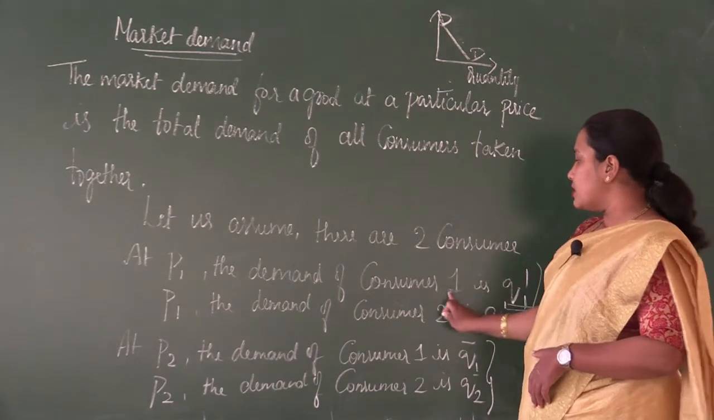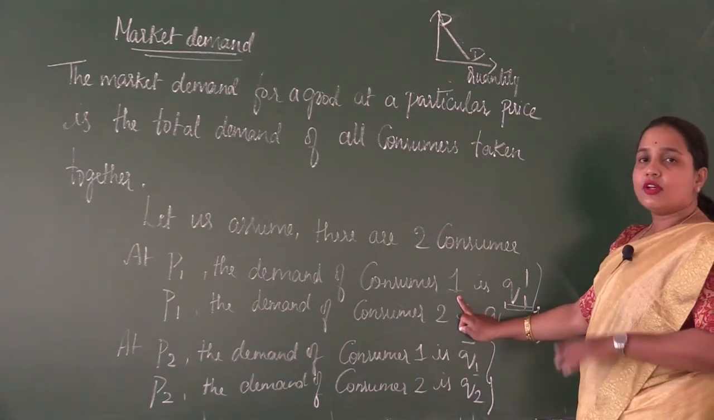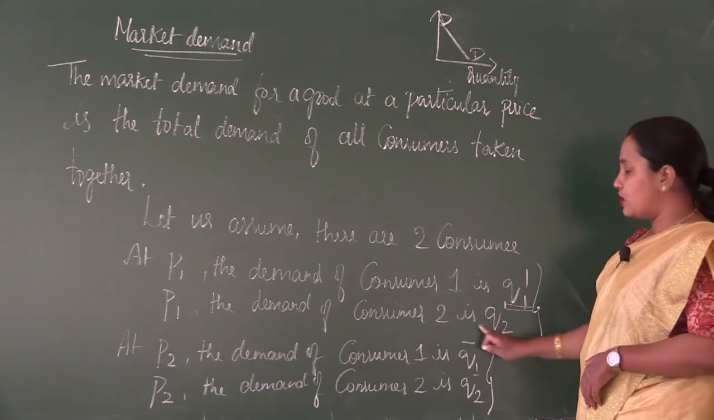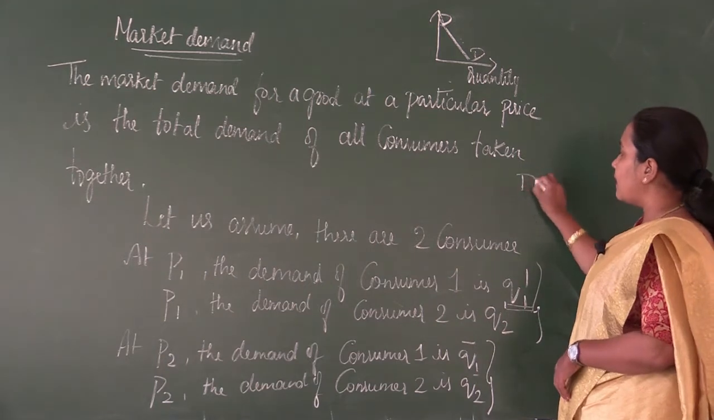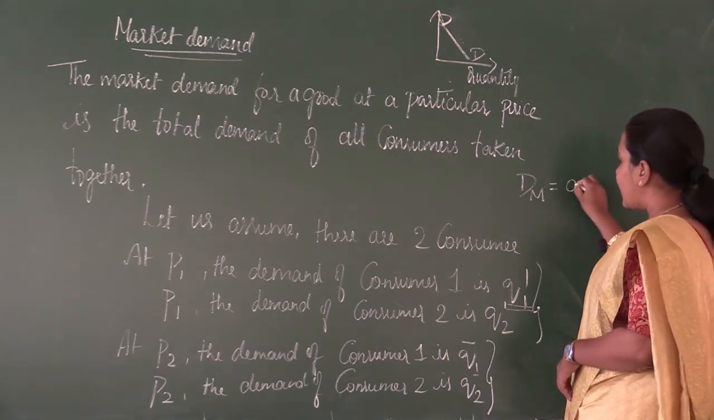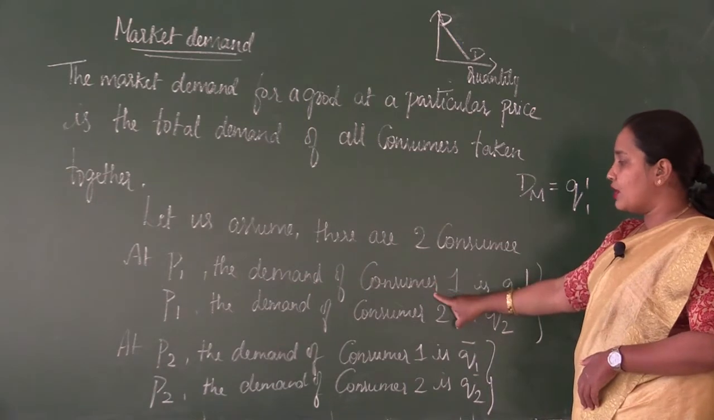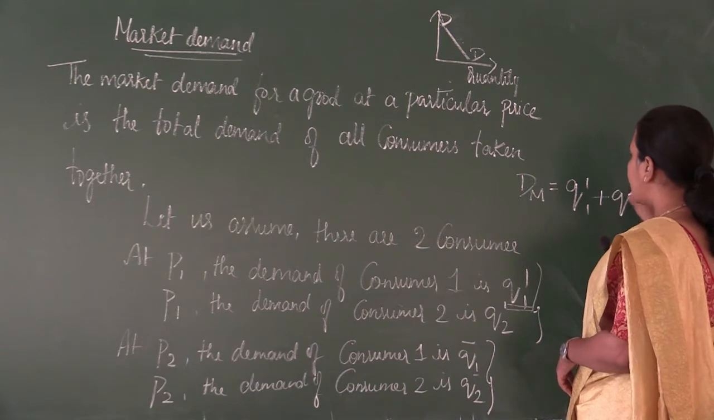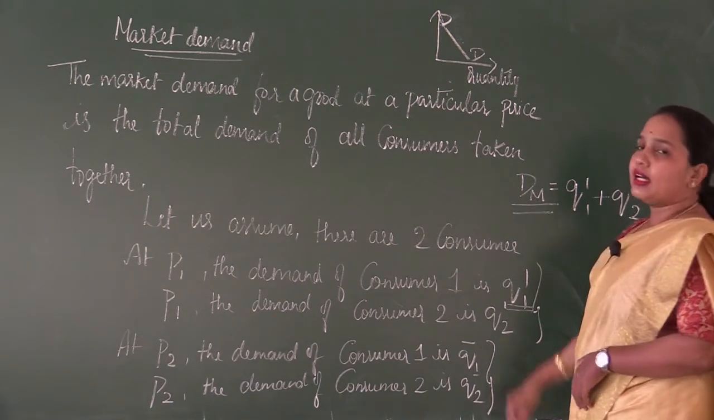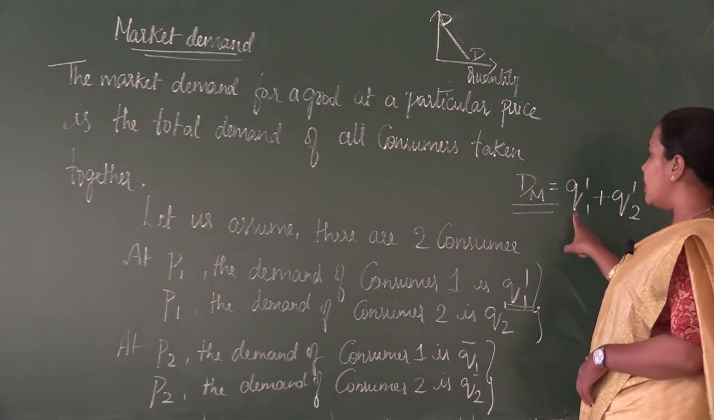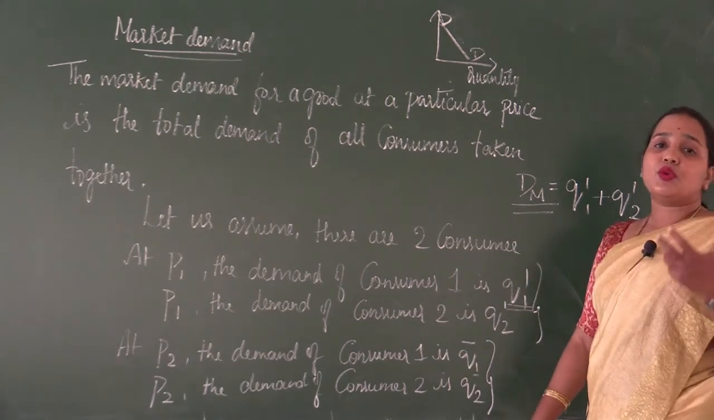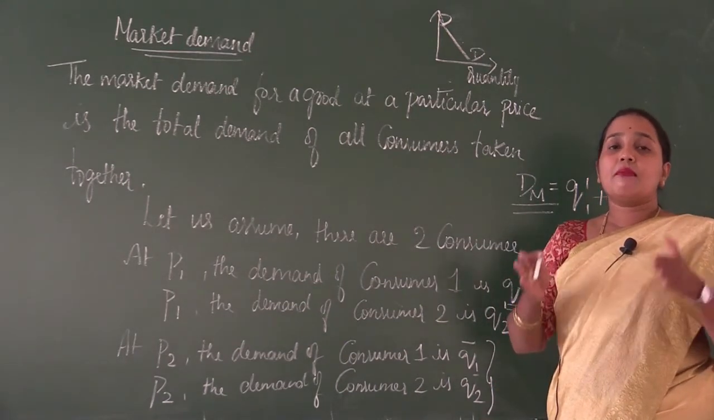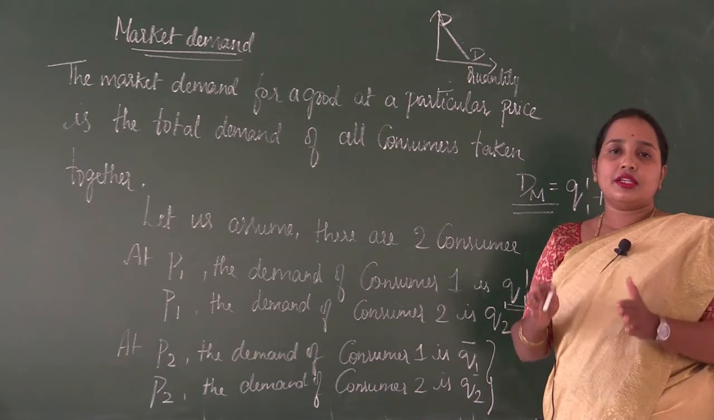When the consumer 1 demand is Q1 and the demand of consumer 2 is Q2, we can derive the market demand just by adding the individual demand of consumer 1 and consumer 2. Just by adding Q1 plus Q2, we derive market demand. Market demand can be derived just by adding up the individual demand curves. So how do we derive market demand? Market demand can be derived by adding up the individual demand curves.